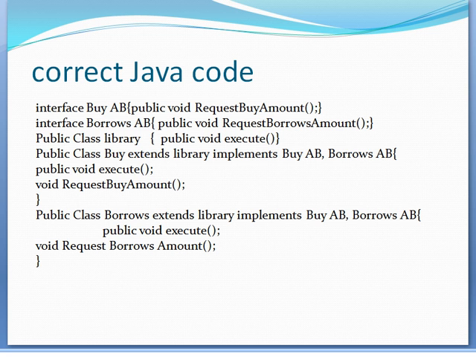The correct implementation: we have an interface Buy AP, an interface Pro AP, and class Buy that implements the interface Buy AP, and the class Pro that implements the interface Pro AP.